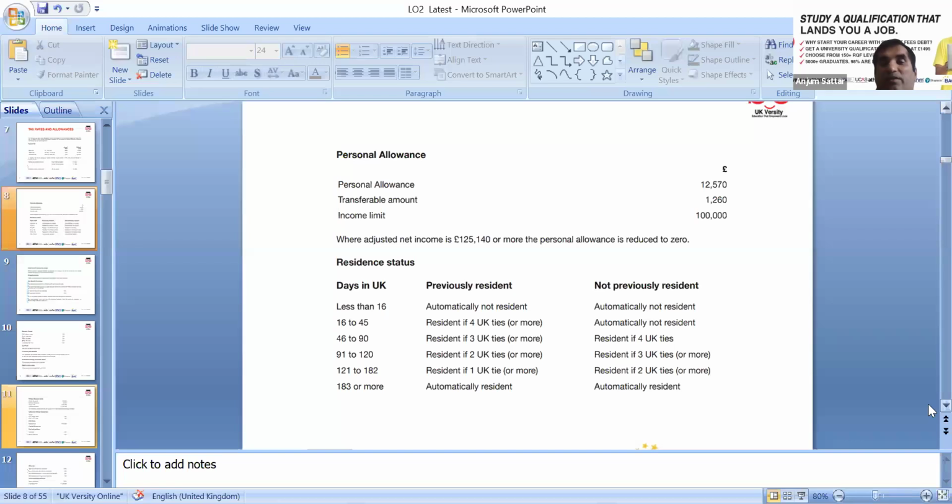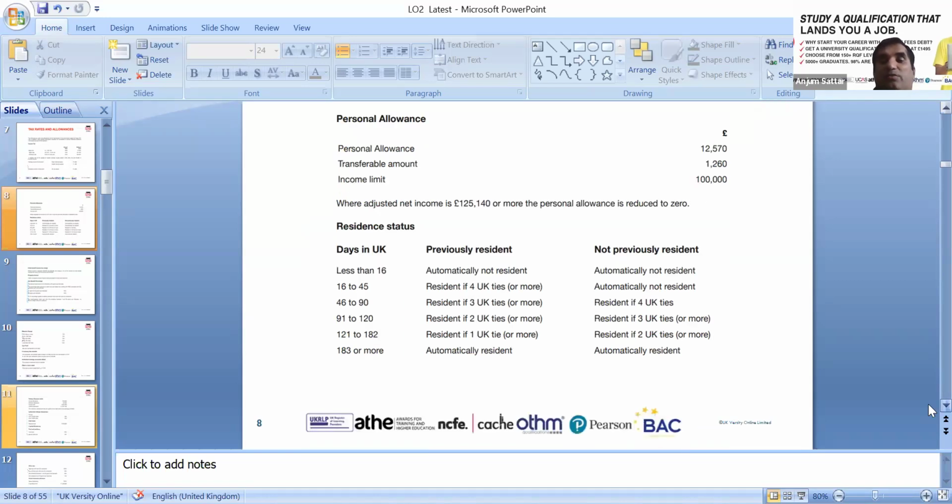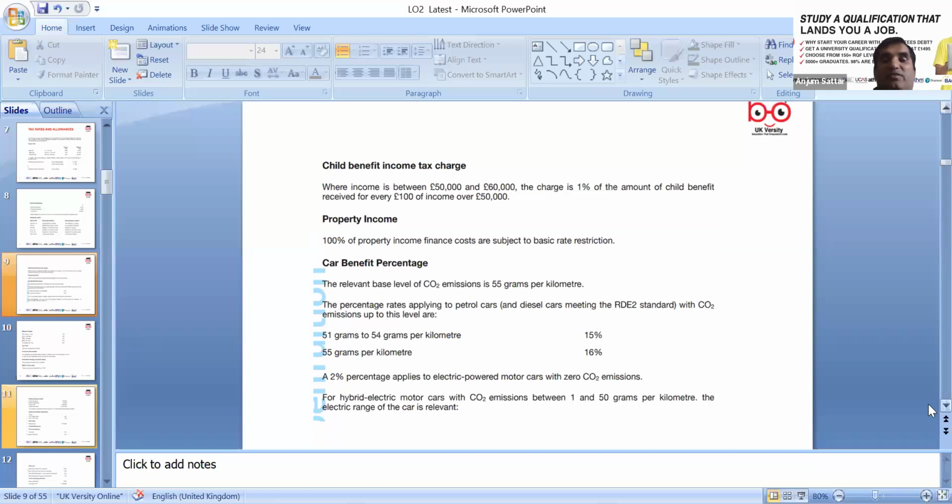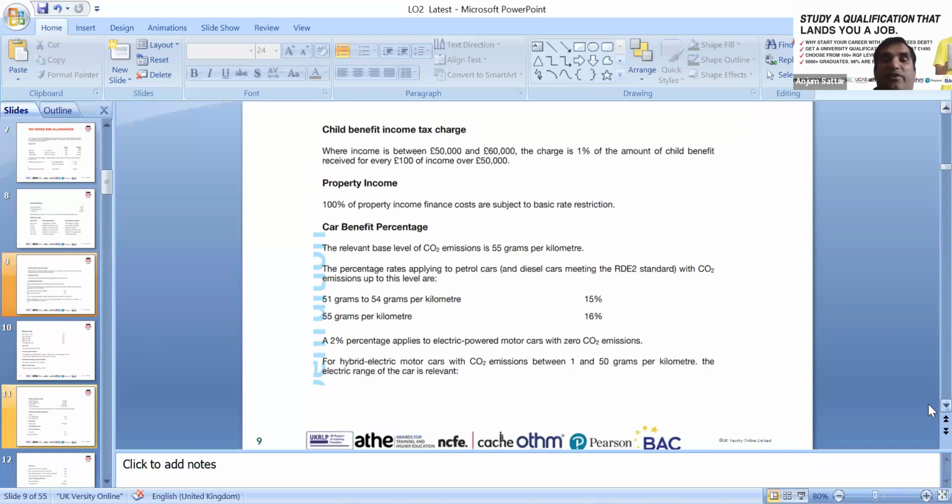So if the UK ties are more, automatically not resident. If you're resident, if three ties or more are in the UK, we can look around your domicile, family ties, properties, and so on. The rules, we can look around each individual case as well. So that's quite good to look around when you're charging the tax. Okay, the benefit, of course, we can look around child benefit or any other, according to the scenario, which we can apply these rates accordingly.